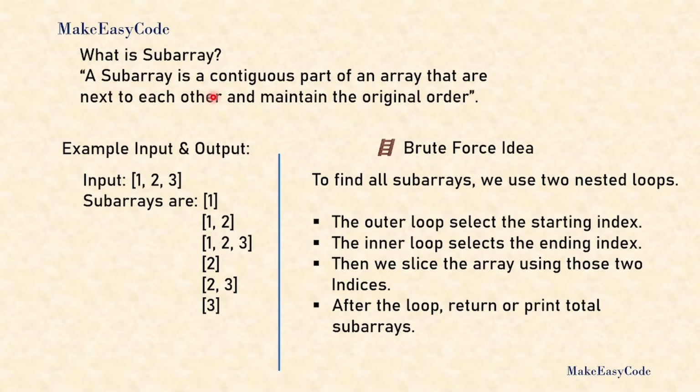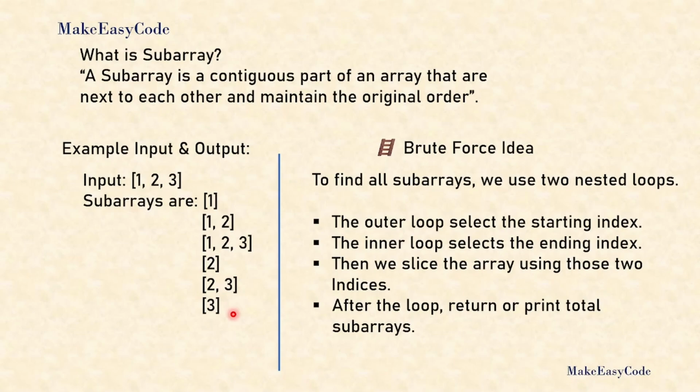A subarray is a contiguous part of an array, whose elements are next to each other and maintain the original order. Hope you understand the subarray. Let's check the subarrays for the given example. The input given is 1, 2 and 3, and the subarrays are 1, 1 2, 1 2 3, 2, 2 3, and 3.